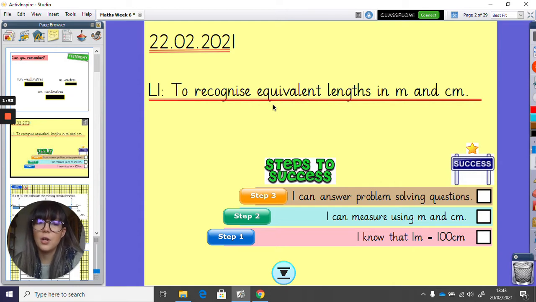Our first step is to know that if you're talking about 1 metre, if you think about a metre stick at school, that equals 100 centimetres. If you have a ruler with you, sometimes a ruler is about 30 centimetres or about 15 centimetres, okay? Usually they're those two lengths. But a metre stick is 100 centimetres long, okay? Step 2, I can measure using metres and centimetres. And step 3 is to answer problem-solving questions. A lot of the questions today are problem-solving, and we're recognising equivalent length, so equal.